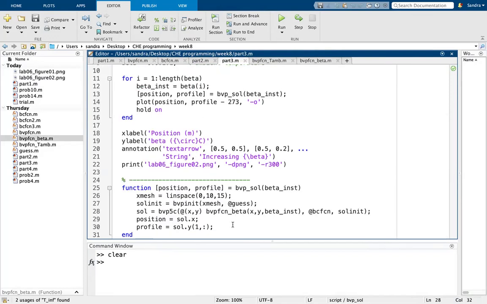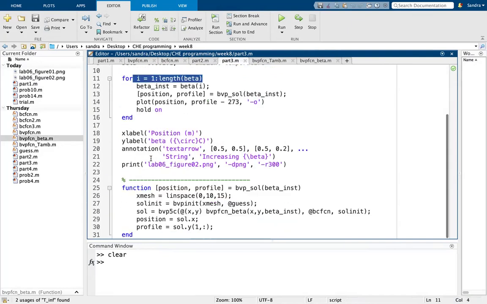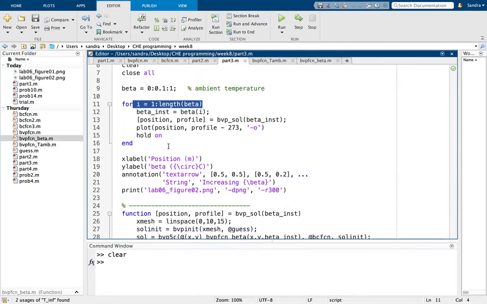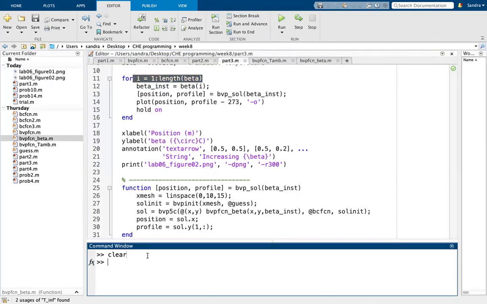Now for a particular value of beta, I solve with the BVP solver and get the position and the corresponding temperatures. I plot it, hold on to the same graph, take the second beta value, again solve with the BVP solver, and get it on the same plot. This code has not been shared in the recorded lectures, so in case you want to see it, you can take a screenshot. Let me run this code for you.